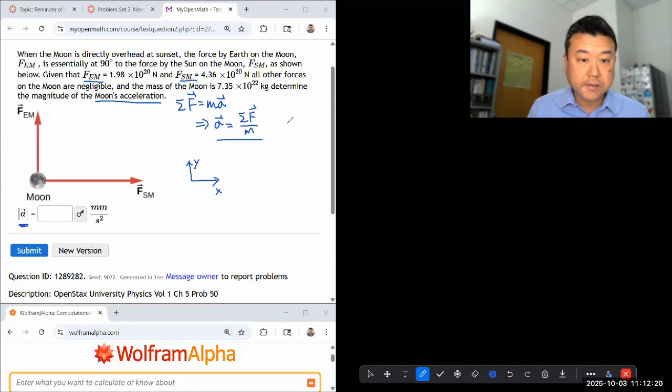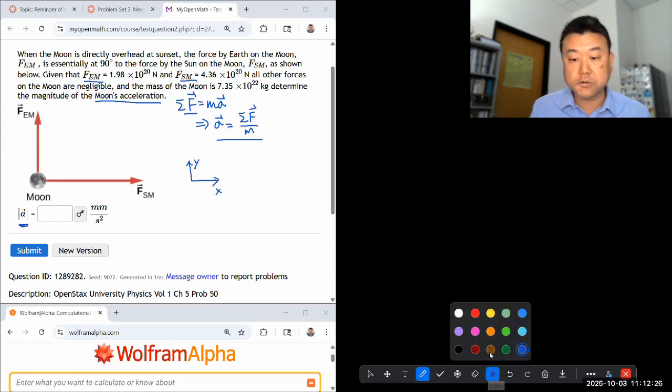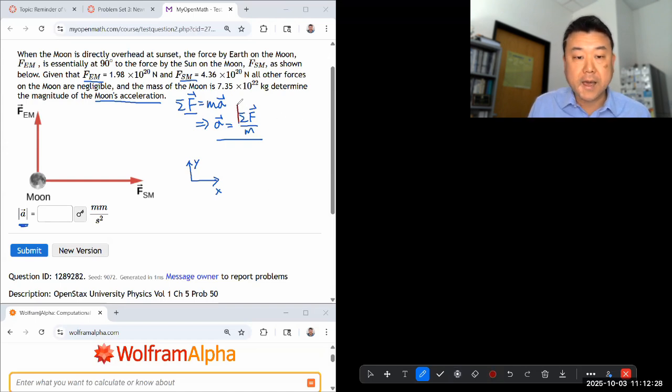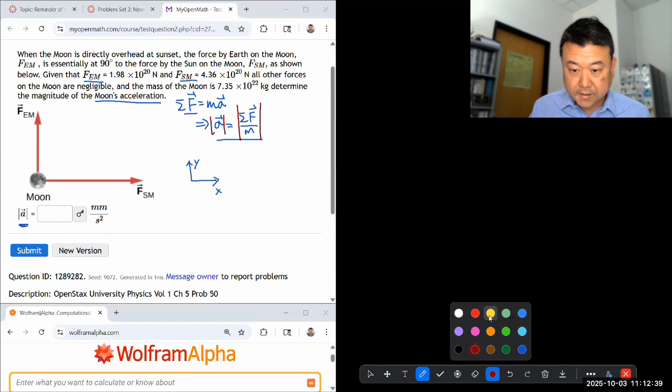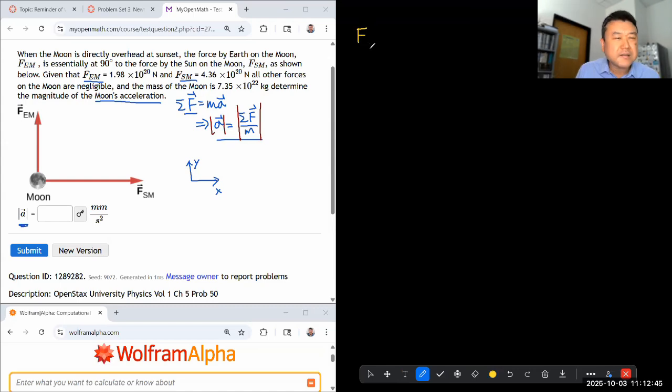So let me do it this way. I'm going to figure out the net force components, and from that I will be able to calculate the absolute value, or the magnitude, of the net force, then divide by m, which will give me the magnitude of acceleration. So let me first write down the two forces that I'll be adding. I have my F_EM, I think that's the force on the moon by Earth. So they gave us some number.